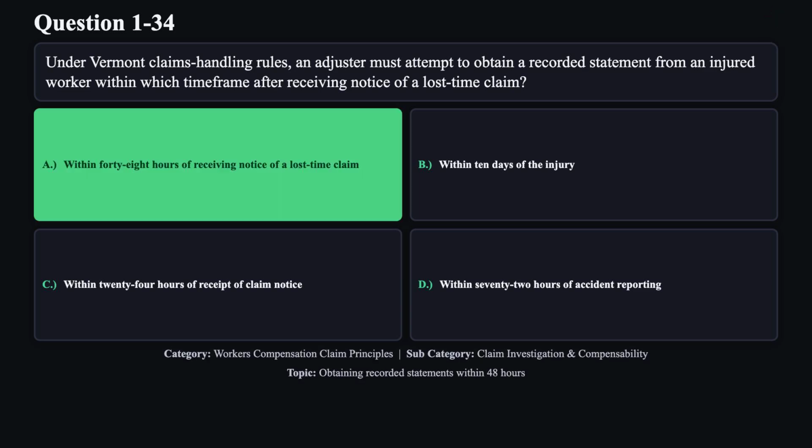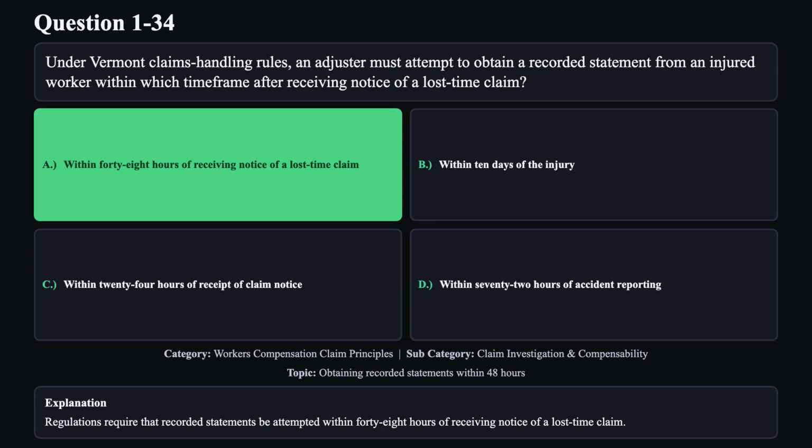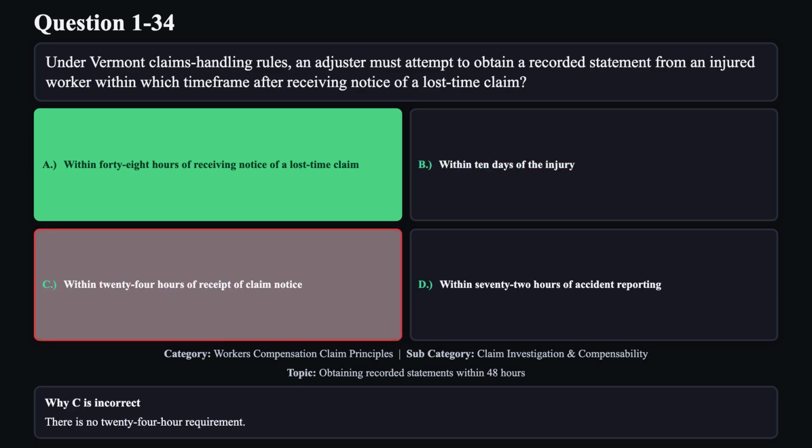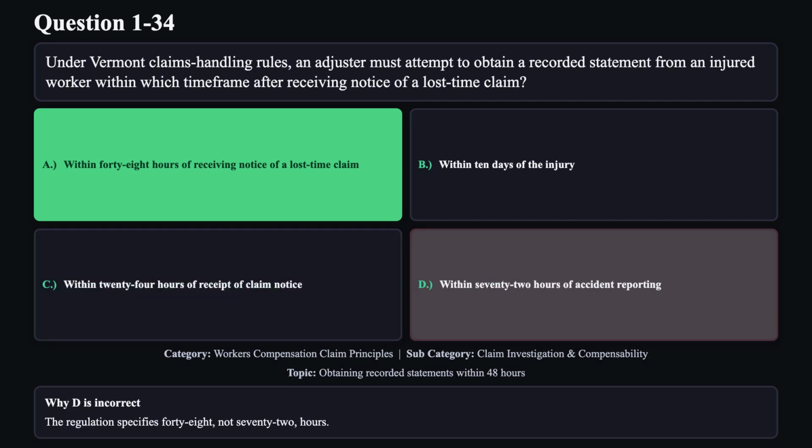The correct answer is A. Regulations require that recorded statements be attempted within 48 hours of receiving notice of a lost time claim. Reason B is not correct. 10 days after injury is not specified by rule. Reason C is not correct. There is no 24-hour requirement. Reason D is not correct. The regulation specifies 48, not 72 hours.